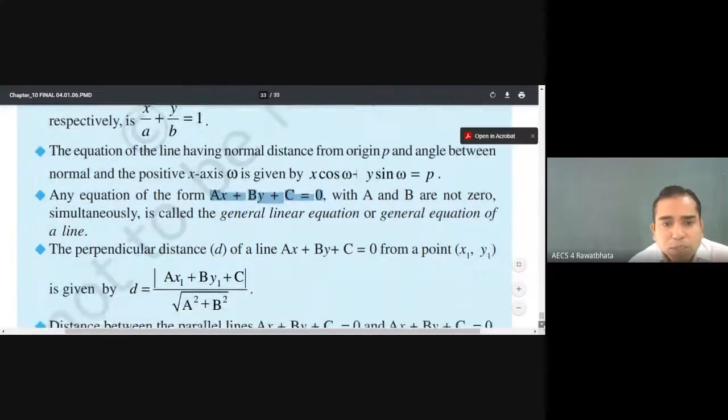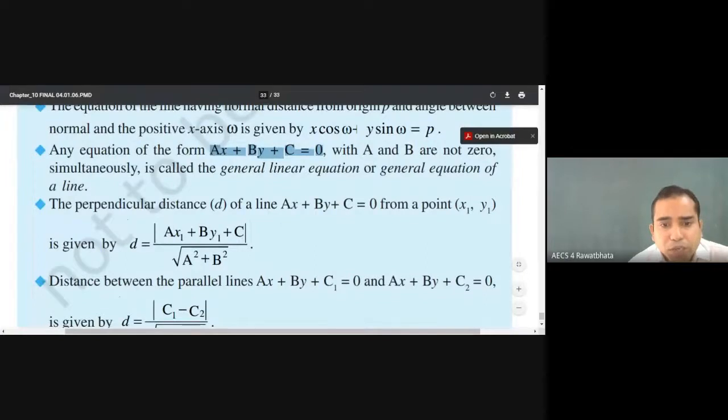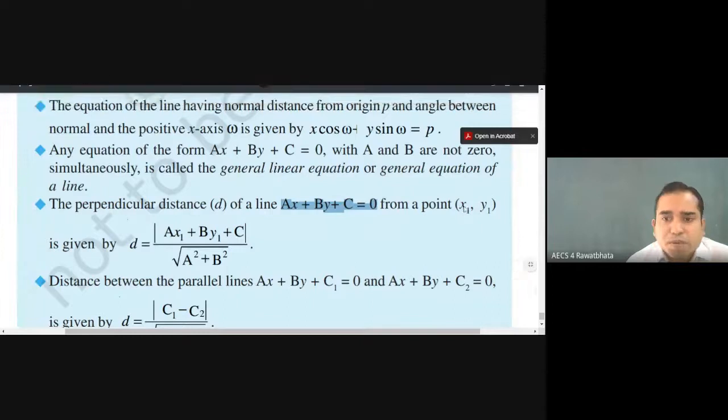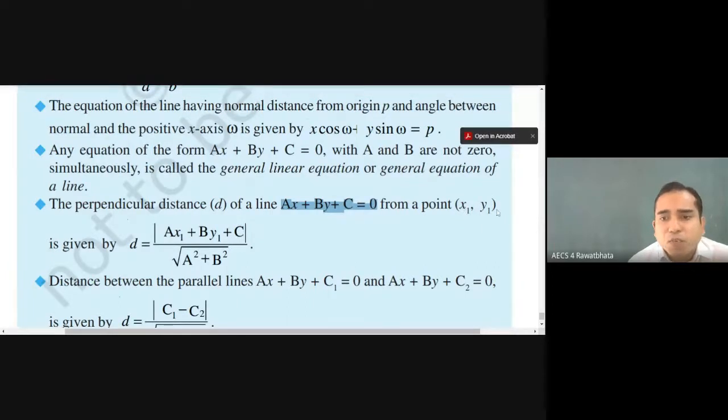One more formula we discussed and used in many questions: suppose any line is given, ax plus by plus c equal to 0, and any point is given, x1 y1. Then the perpendicular distance of the point x1 y1 from the line ax plus by plus c equal to 0 is given by the magnitude of, you take the entire equation of the line, and the x coordinate of the point will come in place of x, and it will become ax1 plus by1 plus c, whole upon root of a square plus b square, where a and b are x and y multipliers respectively.